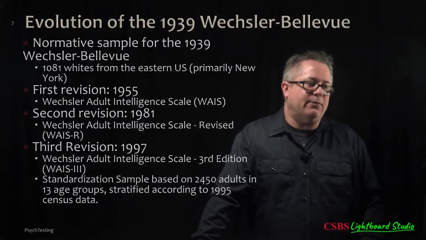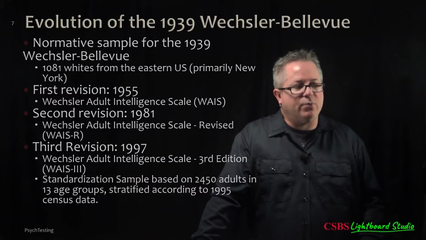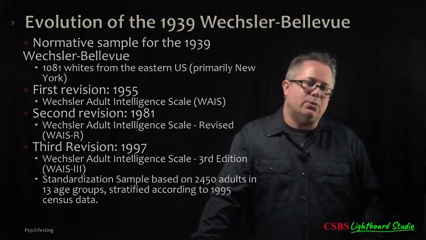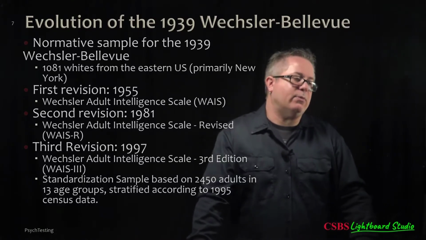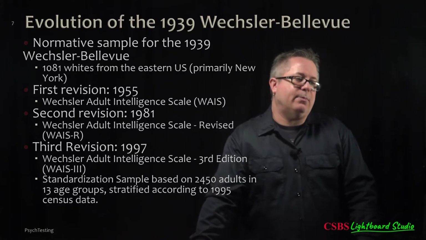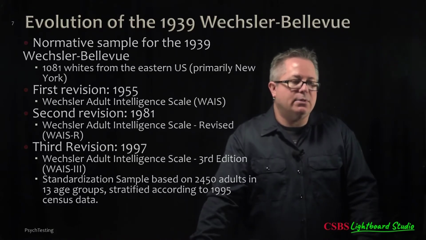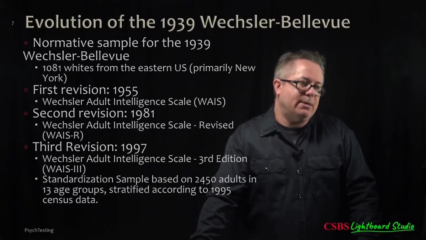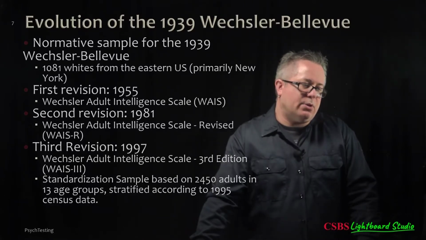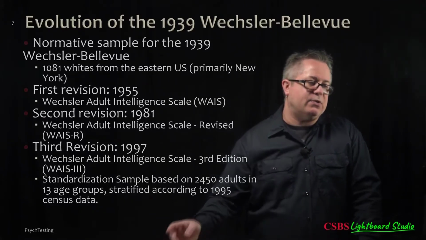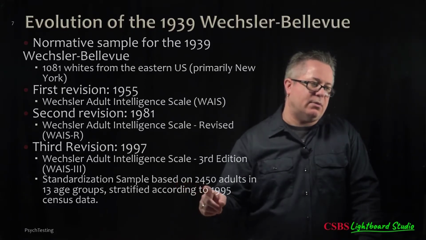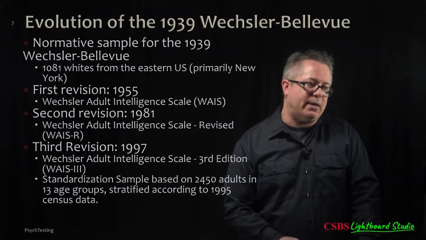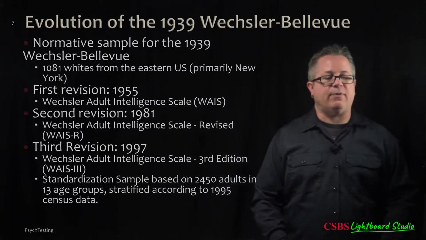The first revision in 1955 is where we first saw the move from the Wechsler-Bellevue to what's known now as the WAIS, the Wechsler Adult Intelligence Scale. There was a second revision in 1981 where it became the WAIS revised, the WAIS-R. There's a third revision in 1997 which became the WAIS-III, the Wechsler third edition, and the standardization sample here is based on close to 2,500 adults in 13 age groups, and were stratified according to 1995 census data.